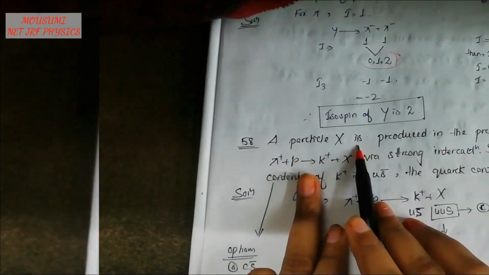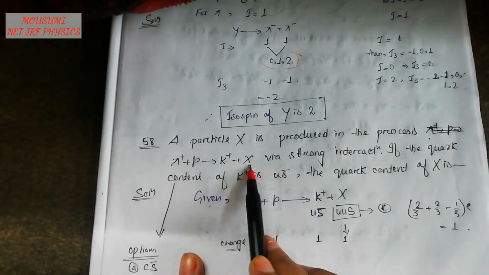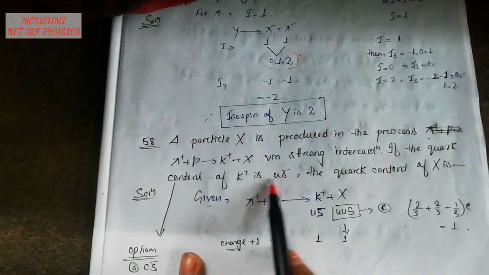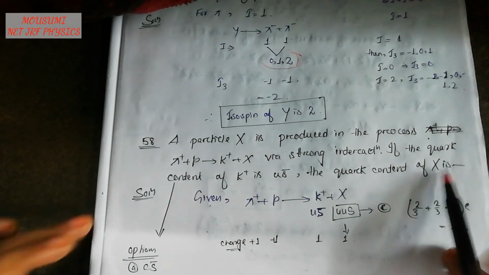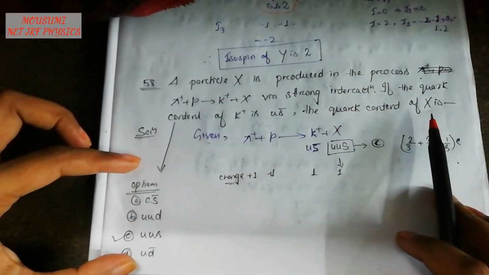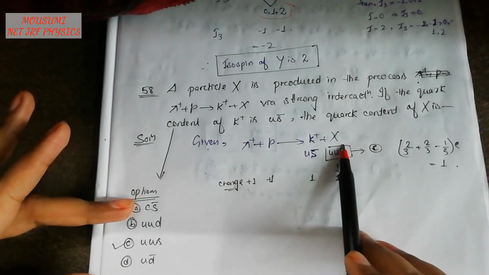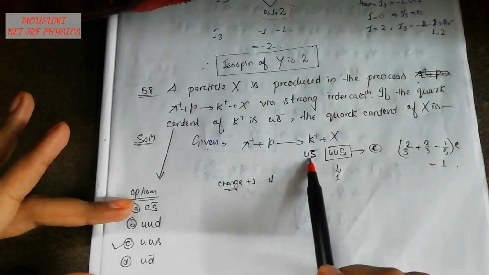Now let's come to the last question of this video. We have a particle X, produced in this process. In this process, a particle X is produced via strong interaction. If the quark content of K positive is u s bar, then we have to find the quark content of X. So these are the 4 options. Actually I forgot to write the options, so I have written them here. So this is the reaction, right? If this is the quark content of K positive, then we must have what?